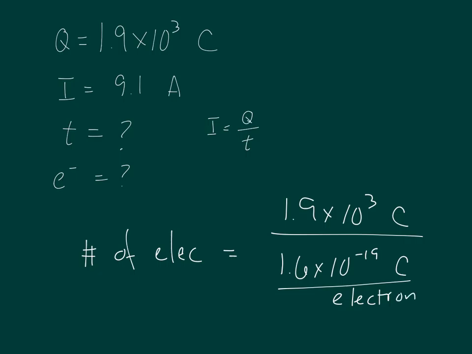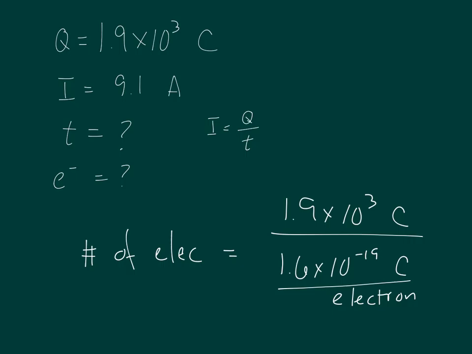That's how I would see this, Shaban, so that might make more sense. 1.9 times 10 to the third coulombs, that's the amount of charge, over the charge per electron. What happens to coulomb? It's in the denominator of the denominator, which bumps it up to the numerator. My units will be electrons, which is what you were looking for. How many electrons was the question?